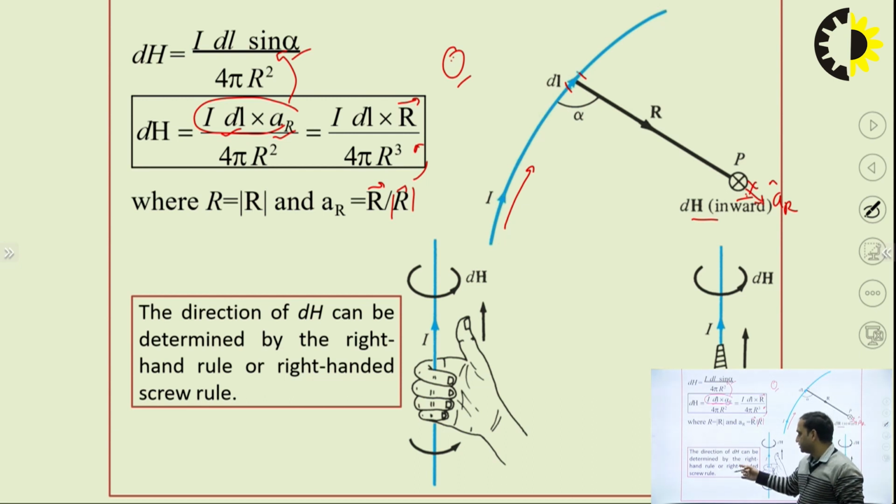The direction of the magnetic field can also be found with the help of the right hand screw rule. The same thing I have just explained: the directions of these fingers represent the direction of H. We have to hold this current element like this. The direction of the thumb is the direction of current.